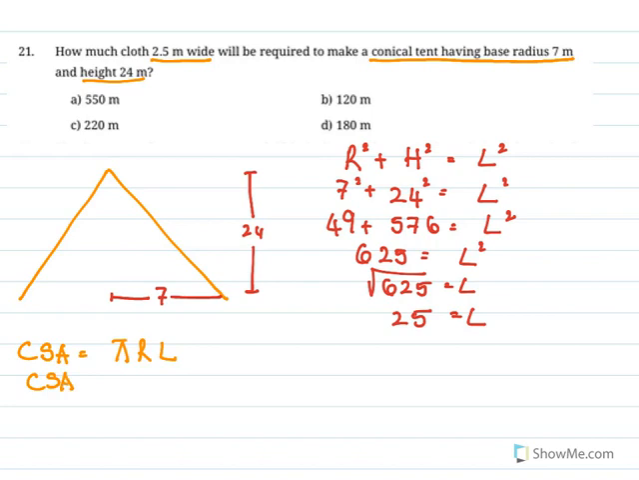So we can now substitute the values in the CSA. The CSA is 22 by 7, the r is 7 and the l is 25. So this is the CSA, which is now equal to 550. So we have found out the CSA of the tent, the curved surface area. And we need to buy this cloth. So this cloth is in the shape of a rectangle.